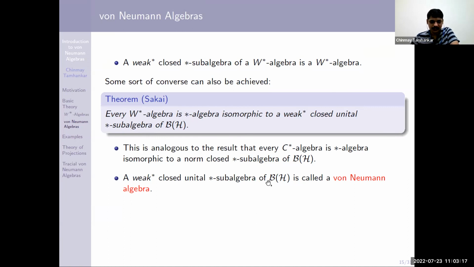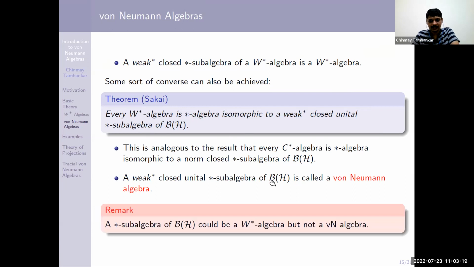But one needs to be careful because being a W star algebra is an intrinsic property of the algebra, whereas being a von Neumann algebra is a property of the embedding also. And so we might have a star subalgebra of B of H, which is a W star algebra, but not a von Neumann algebra, because this W star algebra could be embedded in B of H in the wrong way. So one needs to be careful about this.